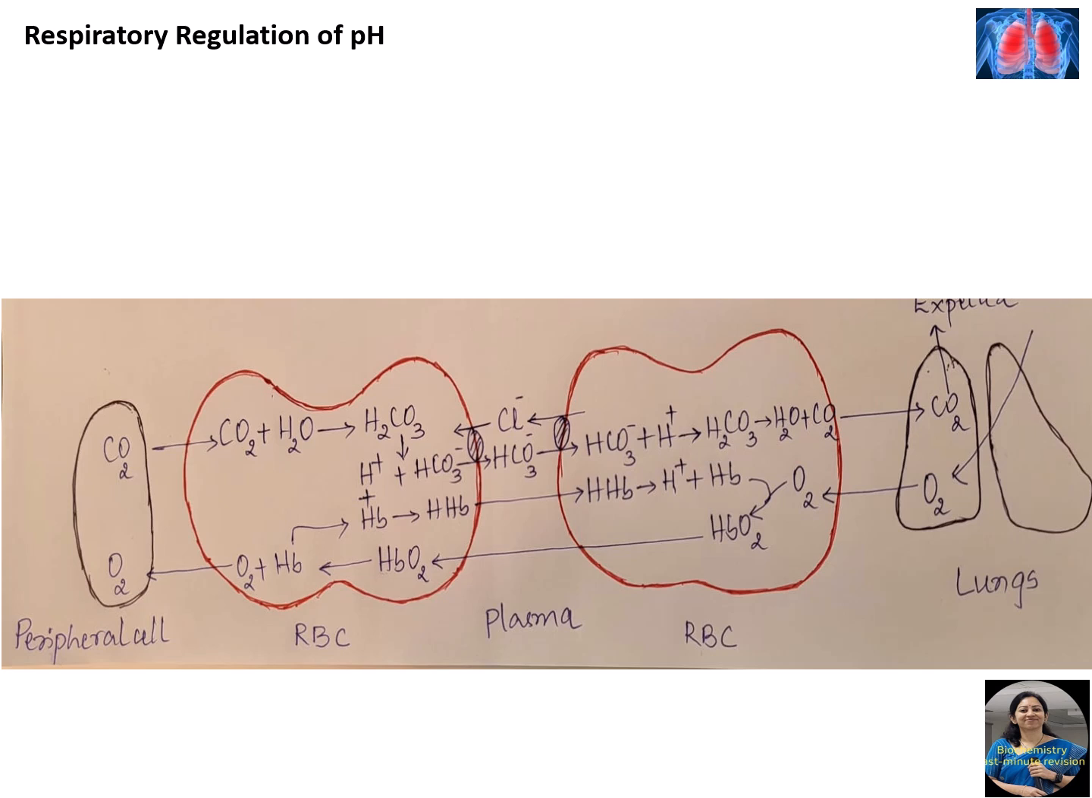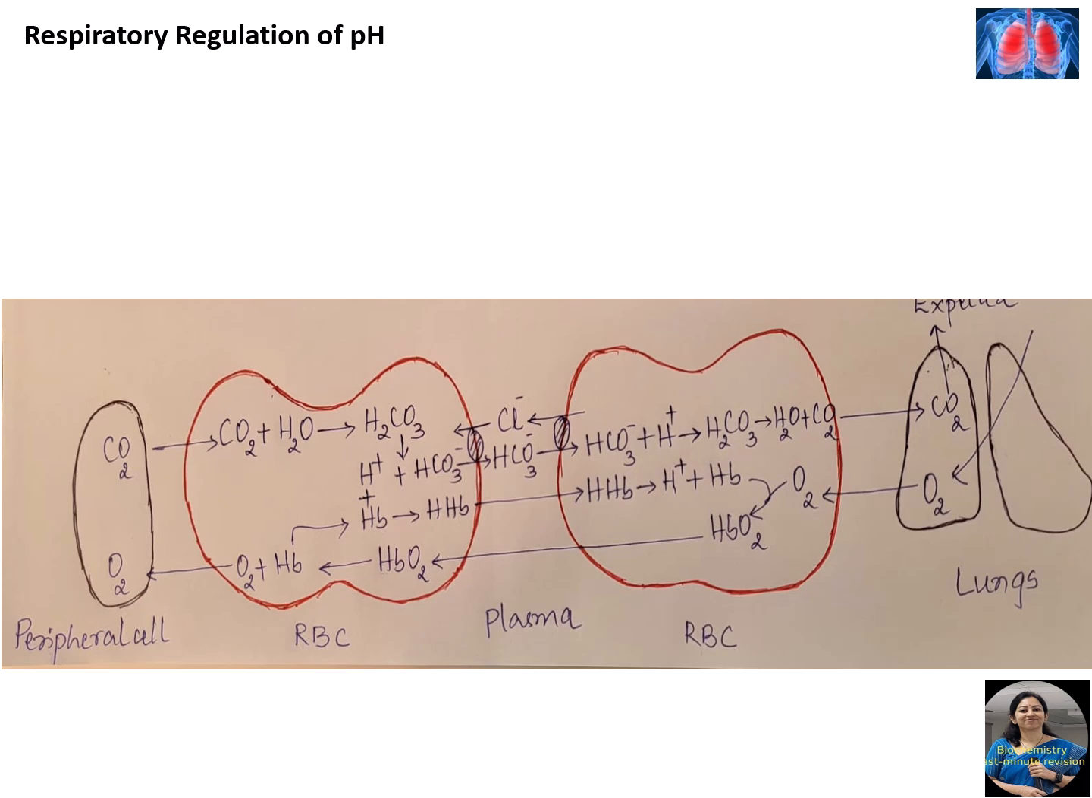Now what is the fate of this bicarbonate ion? This moves out of the RBC into the plasma because bicarbonate is a major plasma buffer. In order to maintain electrical neutrality, chloride ion moves inside the erythrocytes at the level of the peripheral tissue. This is known as chloride shift.